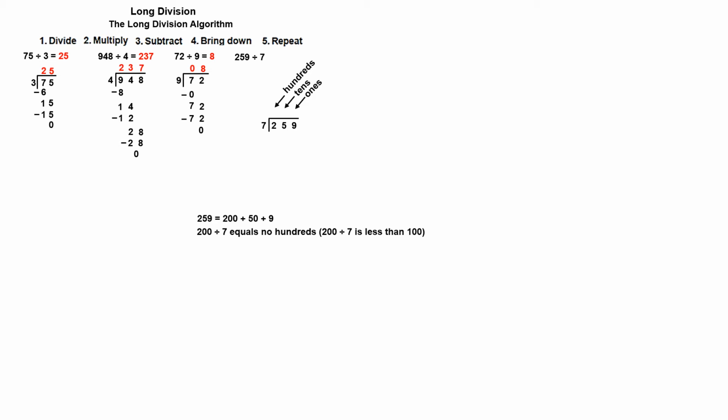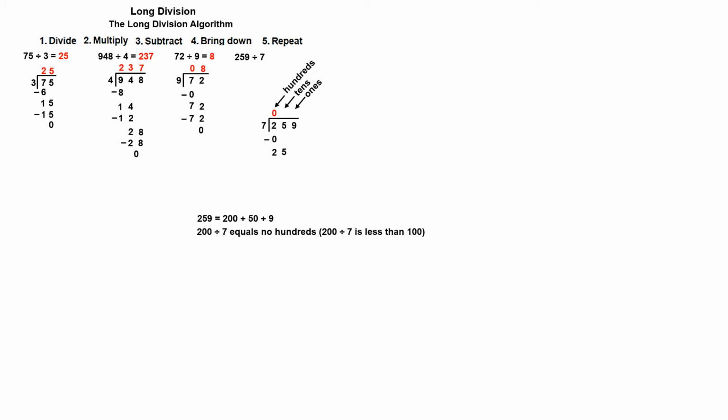So the quotient will not have any hundreds, and we put 0 in the quotient in the hundreds place. We now multiply the 7 and the 0 and put the answer right under the 2. We write a subtraction sign next to the 0. Subtract 0 hundreds from 200 hundreds. Write your answer directly below the 0. Bring down the next digit of the dividend. Bring the 5 down next to the 2.